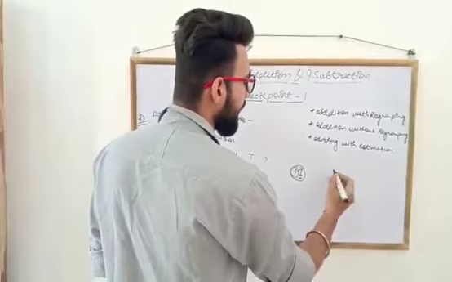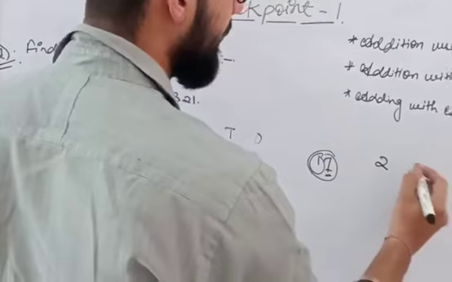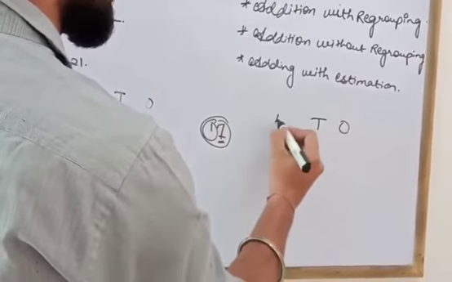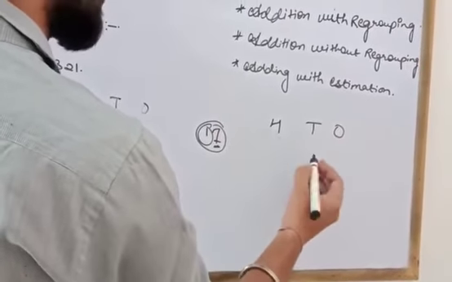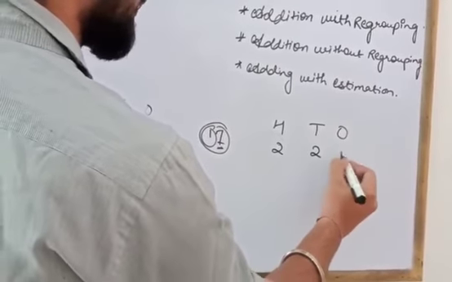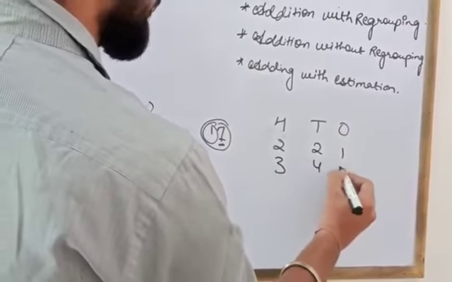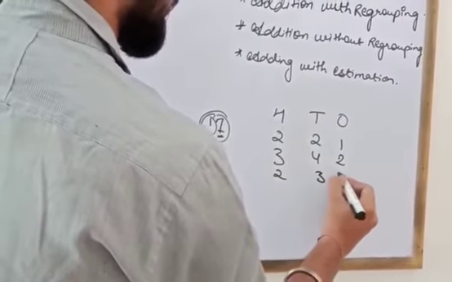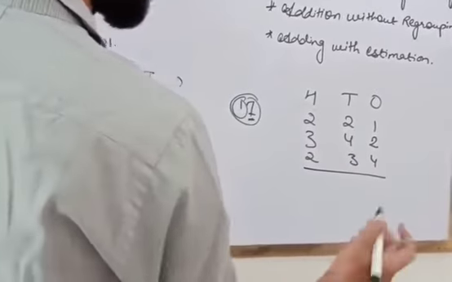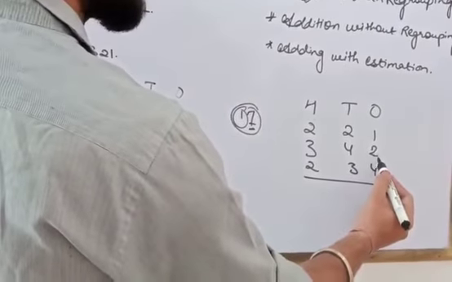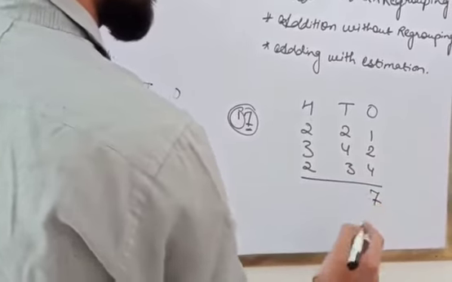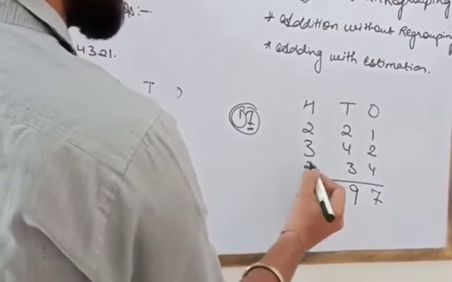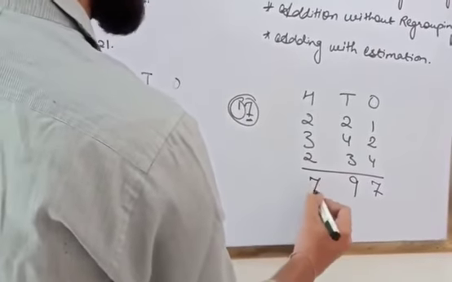Let's take an example where we are having 3 numbers. Again we will make the table of ones, tens, hundreds. Now let's take these numbers: 221, 342 and 234. So 4 plus 2 is 6. 6 plus 1 is 7. 3 plus 4 is 7. 7 plus 2 is 9. 3 plus 2 is 5, 5 plus 2 is 7.